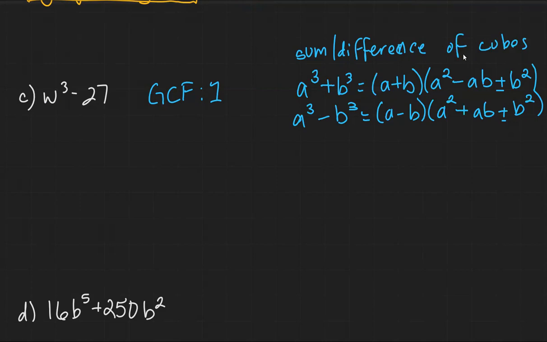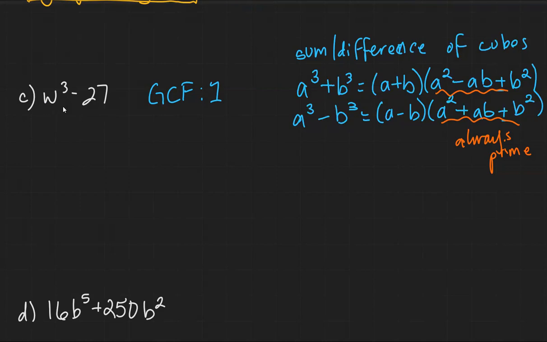A cool thing to note about this pattern is that this and this is always prime, which means we can't factor anymore. So when you use the sum or difference of cubes, that's pretty much your final answer. You don't have to worry, because normally if we get a quadratic, we would have to check and make sure that we can't factor anymore. But these are always going to be prime. We cannot factor them, okay? So then let's apply it. Let's see how that works.